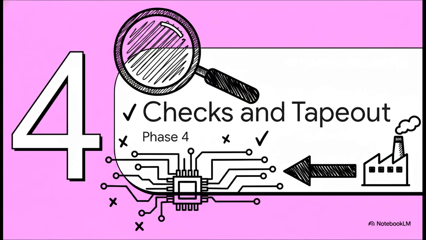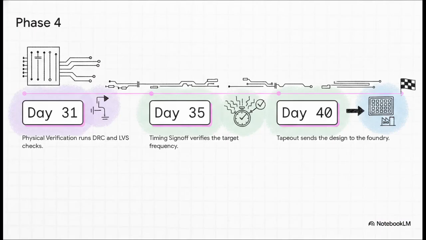And that brings us to our final phase, final checks and tape-out. This is all about the absolute necessity of rigorous checking before we ever send this thing to the factory. In this final stretch of the project, Day 31 is all about physical verification. Day 35 is timing sign-off. And then around Day 40, we cross the finish line with tape-out.